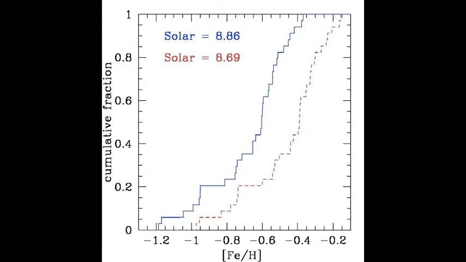We find the median iron abundance is -0.6, assuming a solar oxygen abundance of 8.86. Since there's some dispute about the solar oxygen abundance, we show how to modify this result for different oxygen abundances. Assuming an abundance of 8.69 shifts the result to the right, leading to a median iron abundance of -0.39.